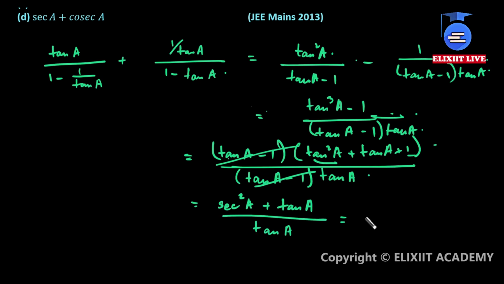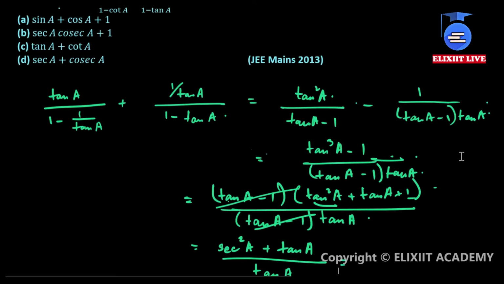Now you match with the options. We have simplified a lot. Now you simply match with the options. So sec square A by tan A. Separate this, so we have sec square A by tan A plus 1. So plus 1, so we are getting sec square A by tan A plus 1.